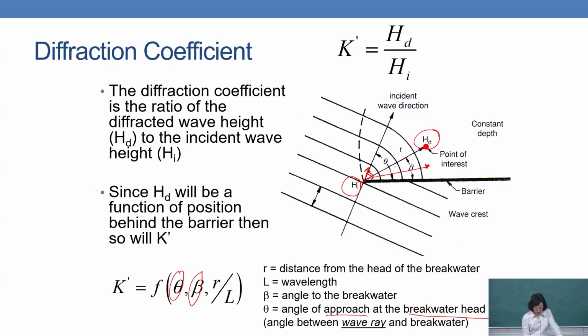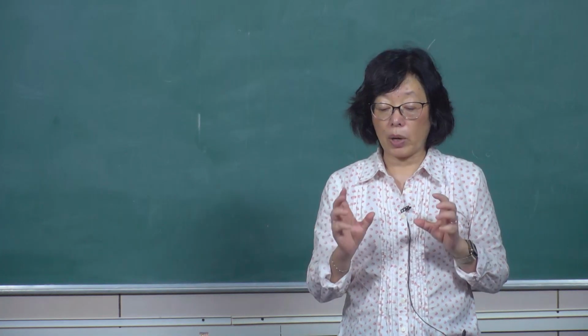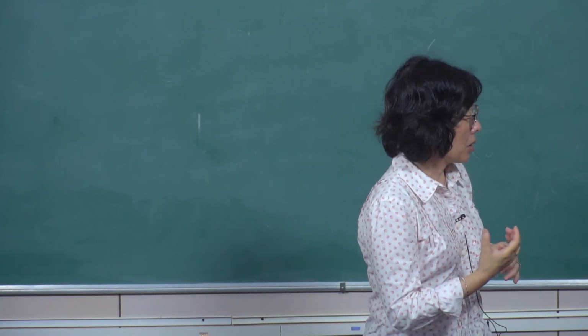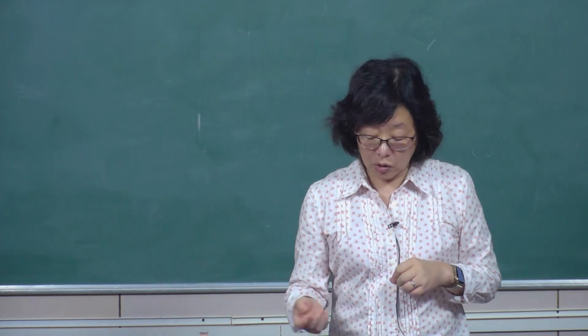Then it also depends on the wave property, that's the wavelength, and the distance from the head of the breakwater. If the location is here, then that will be the distance from this point to this point. Or if you want to see over here, then that will be the distance from here to here. So the parameters are theta, beta, and the ratio between the distance r and the wavelength. Those are the parameters you are going to look at. But it's so complicated. How can we do the calculation?